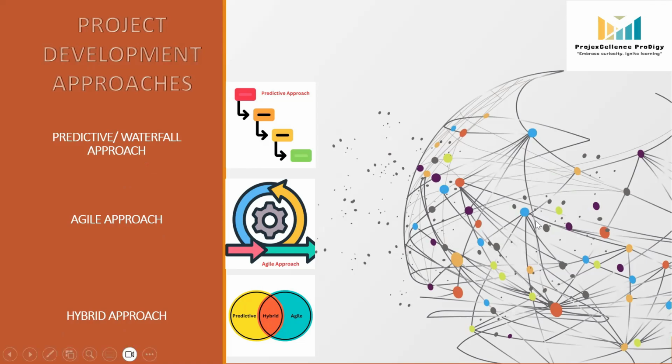If we draw a straight line and show the predictive, hybrid, and agile approaches on it, how will it look? The predictive approach would be on the left end of the line, indicating a more rigid and structured approach to project development. The agile approach would be on the right end of the line, indicating a more flexible and adaptive approach. Whereas the hybrid approach would be in the middle of the line, indicating a combination of both structured and flexible approaches. Let me explain it with another simple example.